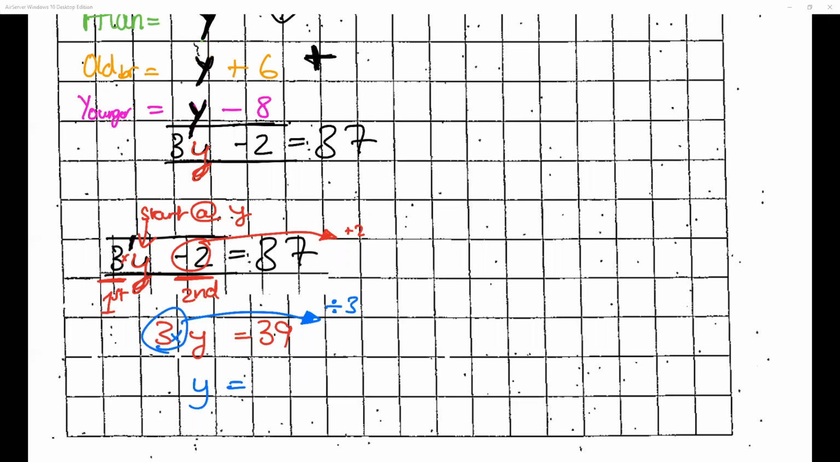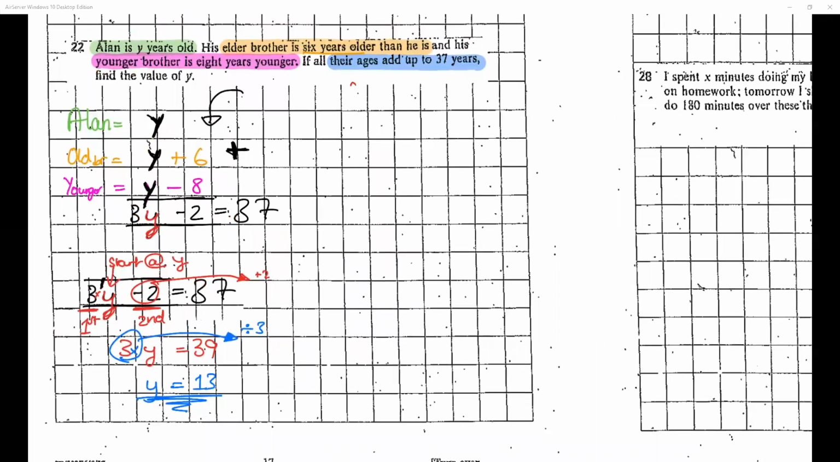39 divided by 3. Is it 13? Absolutely. Fantastic. So what have we just worked out there? Whose age have we just worked out? Alan's. Alan's age. So we know now that Alan is 13 years old. Okay, how old is his older brother? 19. He's going to be 6 years older. So 13 add 6 is 19 years old.